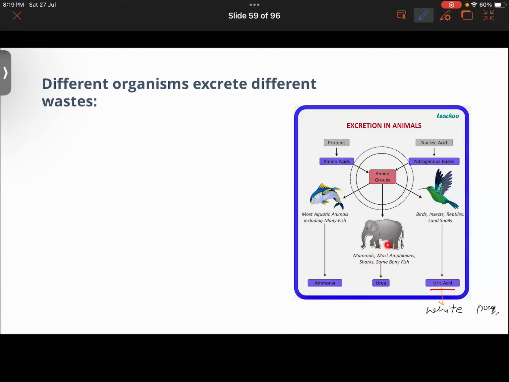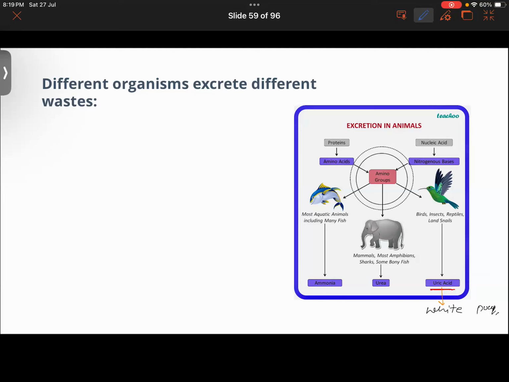and we humans, our waste would be containing urea. Getting it now? Then most of the aquatic animals, most of the fishes, their waste would contain ammonia. So fish waste contains what? They contain ammonia.